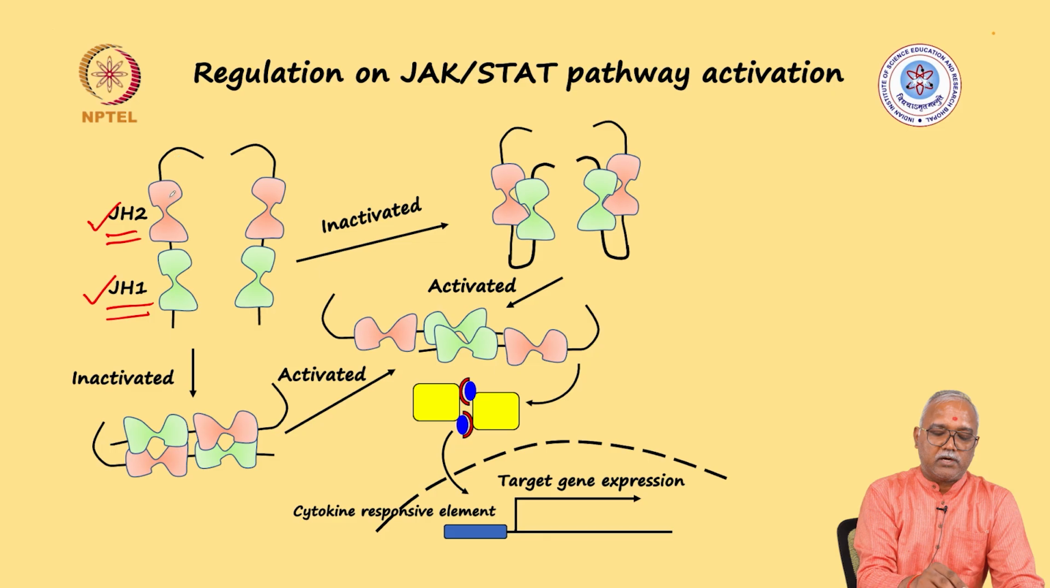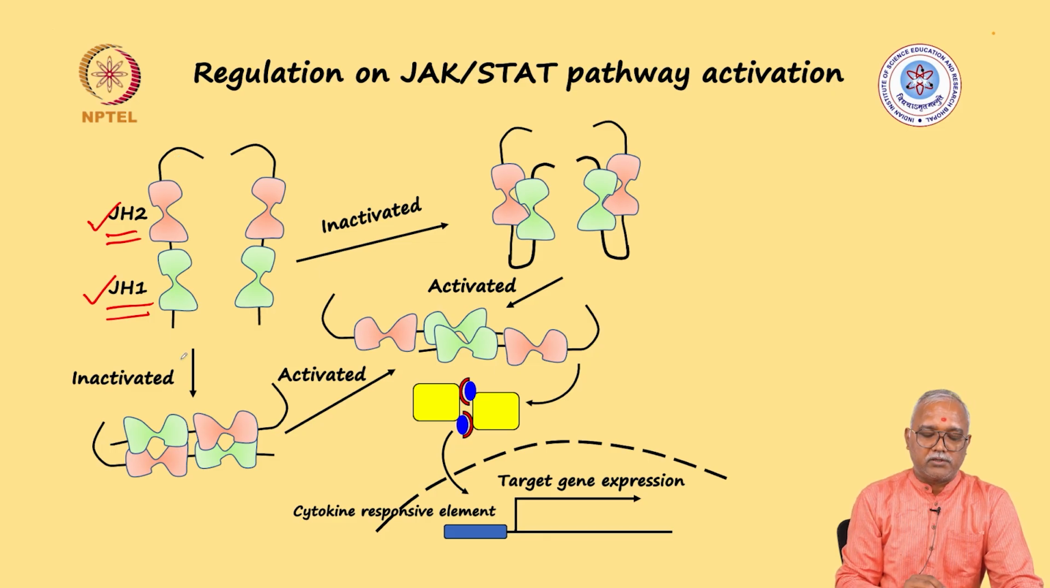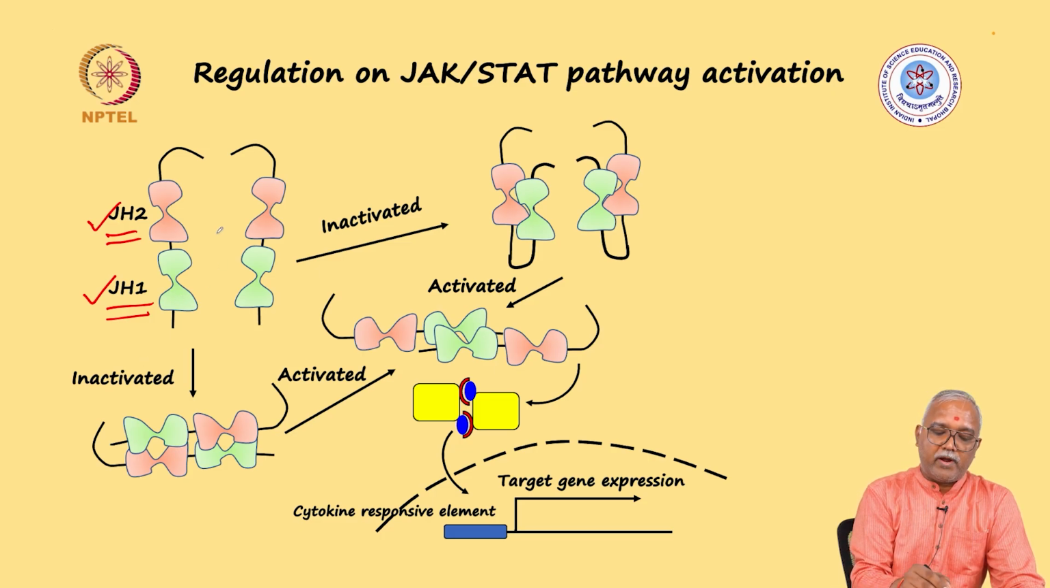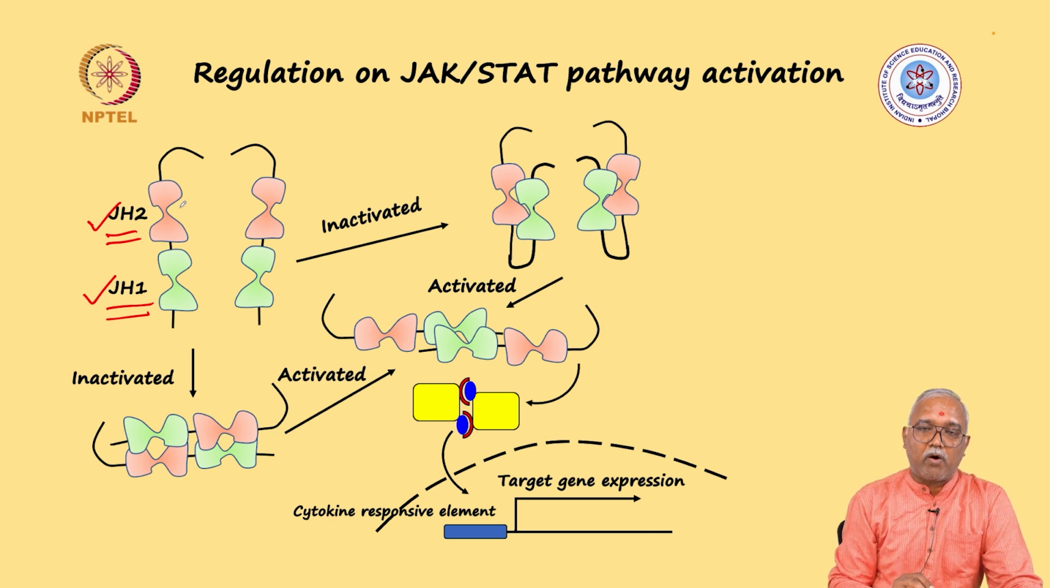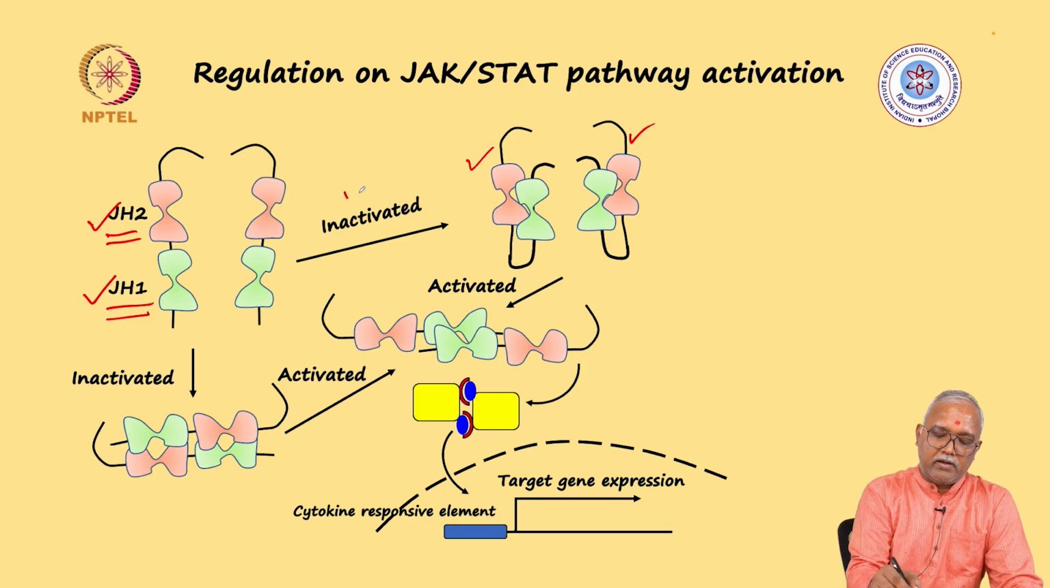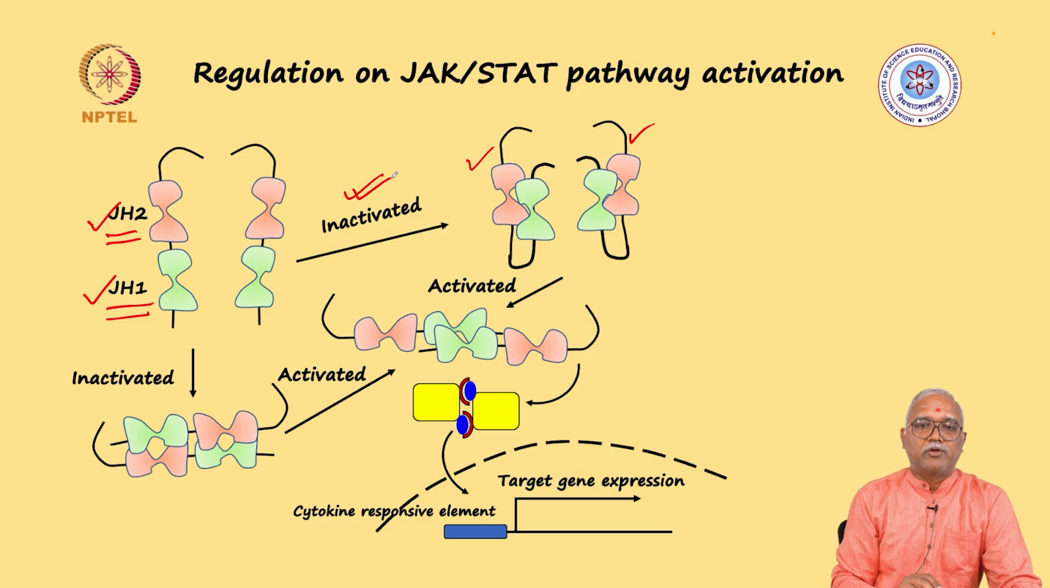Normally, if this is the arrangement of JH1 and JH2 in the C-terminal tail, when they are not active, they are kept in an inactive state, which means that there could be an orientation where the JH1 domain folds back onto the JH2 domain of the same JAK molecule, the scenario which is shown here. And remember, JH2 was more like a pseudokinase domain. So the interaction between the kinase and pseudokinase domain keeps the JAK molecule in an inactive state. That is why it is inactivated. And this will be preferred when the signal is absent.